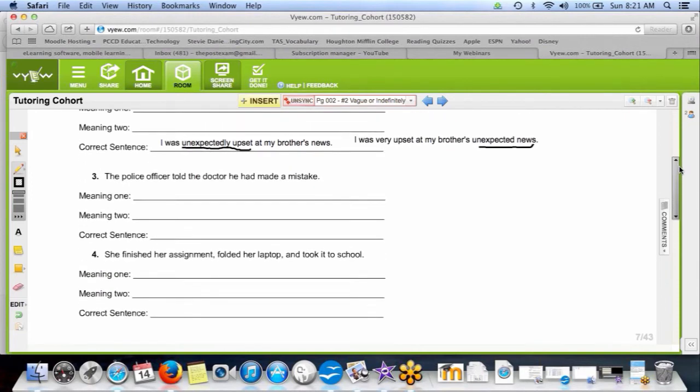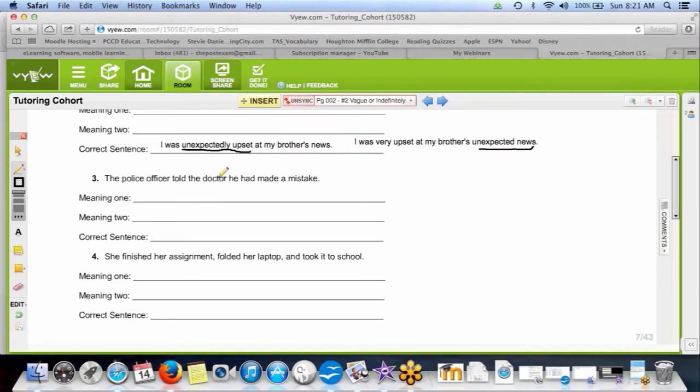Let's do another one. Very common way for post to do this as well is the way I have it in number 3. The police officer told the doctor that he had made a mistake. Here's our problem. That's our vague pronoun. Why is it vague? Because a police officer can be male and a doctor can be male. So since I have a potential of both being male, I don't know which one made the mistake. Is the police officer telling the doctor that the doctor made a mistake? Or is the police officer telling the doctor that the police officer himself has made a mistake?